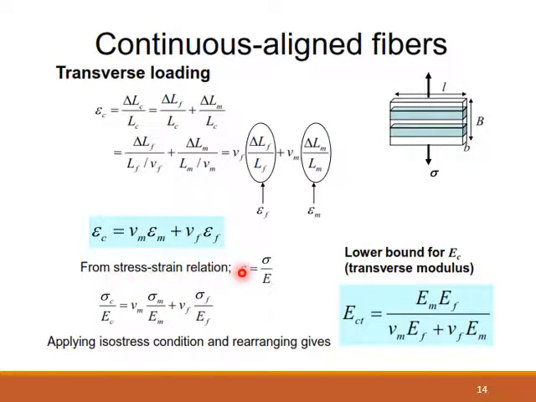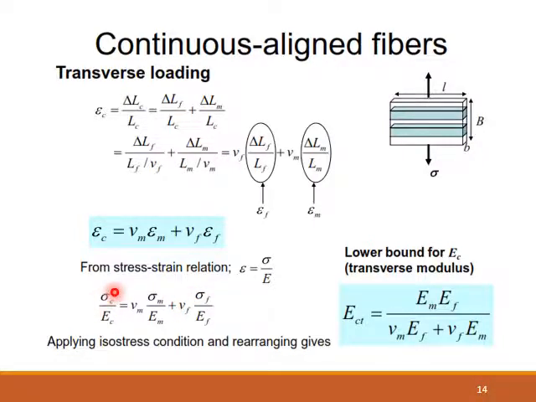So in order for us to express this in terms of stress or modulus, we go back to our stress-strain relation, where strain is stress over modulus. So the strain of the composite now becomes sigma c over the modulus of c. The strain of the matrix becomes the stress of the matrix divided by the modulus of the matrix, and the strain of the fiber becomes the stress of the fiber divided by the modulus of the fiber. Now remember that this is isostress condition, which means that sigma c is equal to sigma m and is equal to sigma f. So all of this sigma will cancel out.